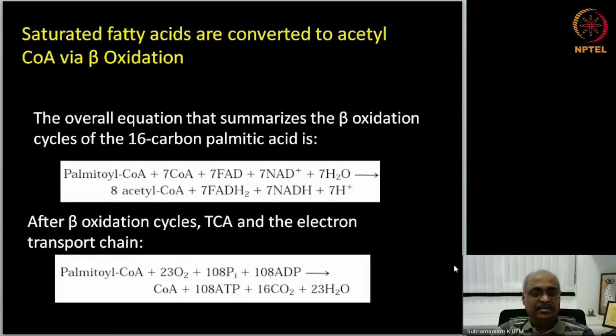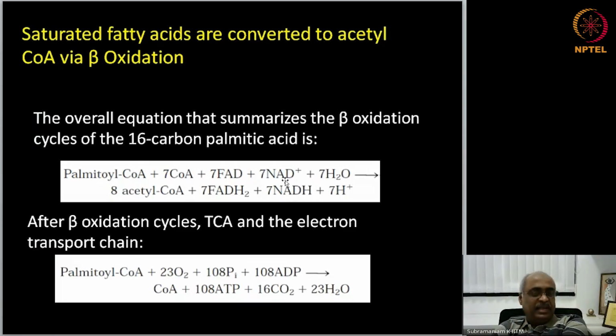So now let us take stock of the balance sheet here. The overall equation can be summarized this way: 1 palmitic acid, then 7 coenzyme A, and 7 FAD and 7 NAD, then 7 water molecules. Remember the hydration step. Produces 8 acetyl-CoA and 7 FADH2, 7 NADH. So this will be the summary.